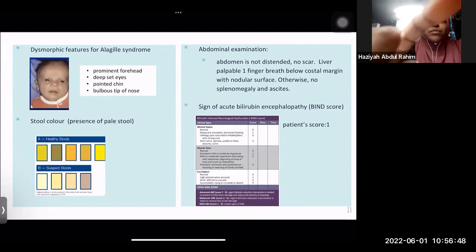So for abdominal examination, in my patient, it was not distended. There was no scar. Liver was palpable 1 finger breadth below the costal margin with a nodular surface. Otherwise, there is no splenomegaly or ascites.